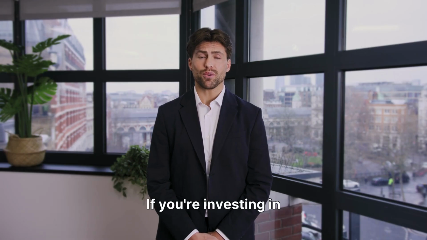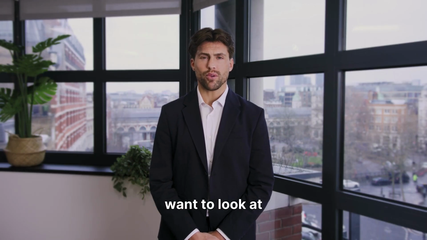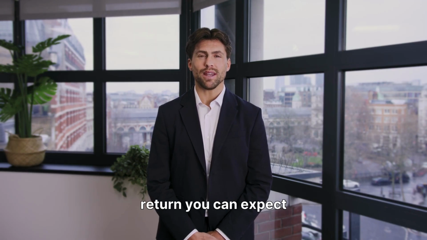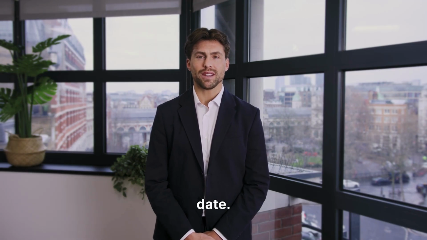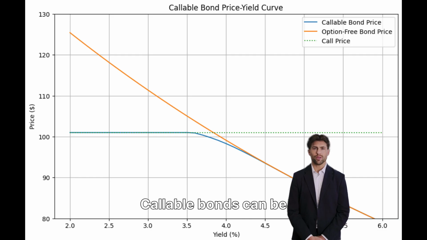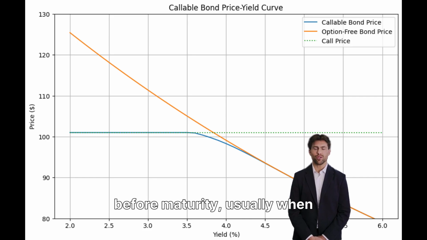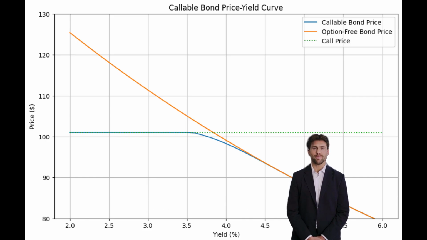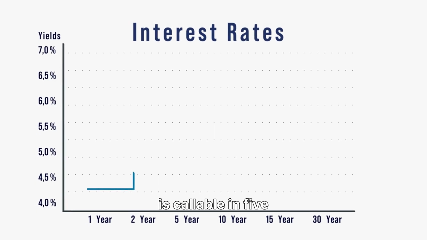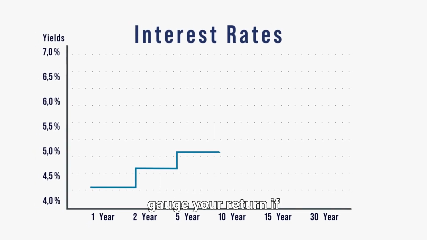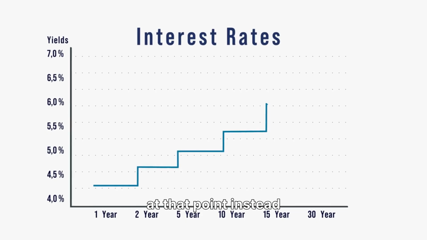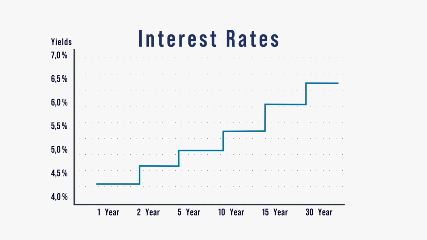Yield to call. If you're investing in callable bonds, you might want to look at the yield to call. This yield measures the return you can expect if the bond is called before its maturity date. Callable bonds can be a little tricky because the issuer has the right to redeem them before maturity, usually when interest rates drop. So, if a bond is callable in 5 years, YTC helps you gauge your return if the bond is called at that point instead of going all the way to maturity.